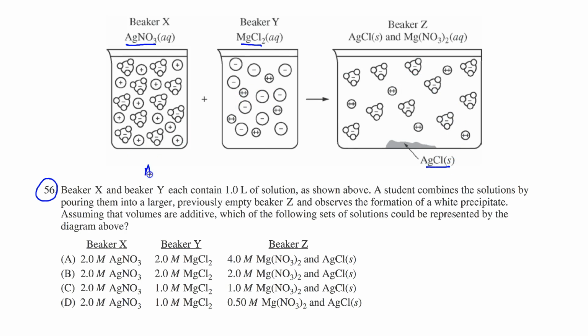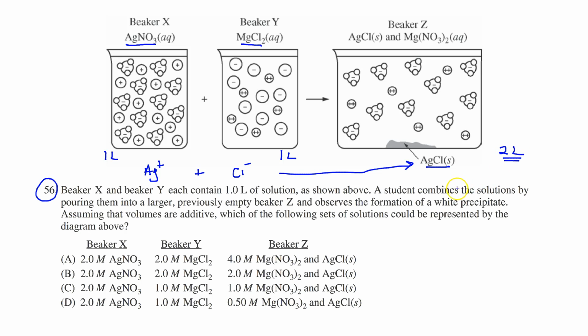Obviously, the silver ions are going to combine with the chloride ions and make that precipitate. Okay, and then we're going to have our spectators. All right, so they're saying, after all that's being said, which of the following solutions could be represented by the diagram below? Now, X and Y are 1 liter. And you can notice here that, okay, this must be twice, it's 2 liters.